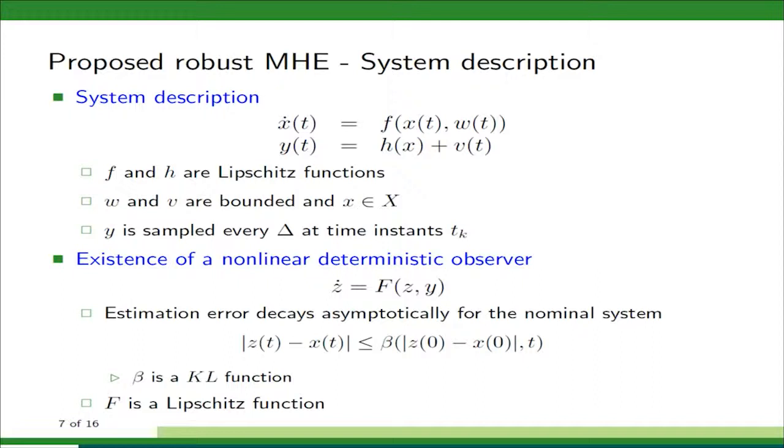One fundamental assumption in this work is that we can find a nonlinear deterministic observer for this system, and this observer is able to track the actual system state for the nominal system. Also, this observer is locally Lipschitz.